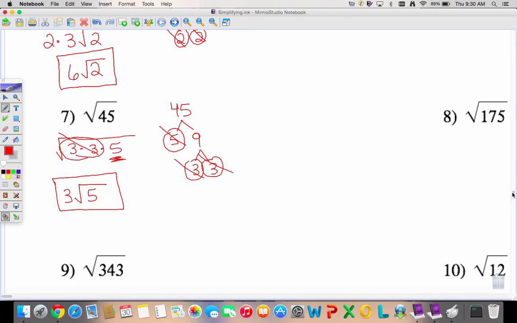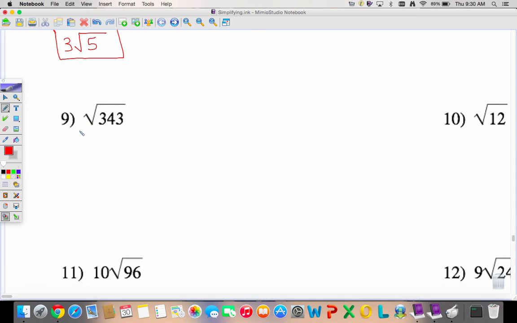Be sure when you do this, you box in your answers so that I clearly know what your answer is when I grade these.